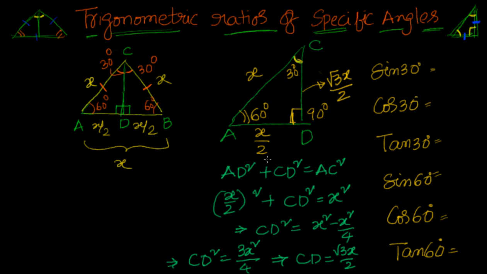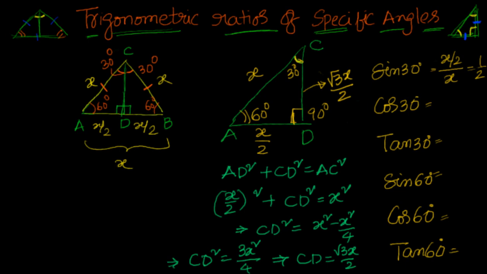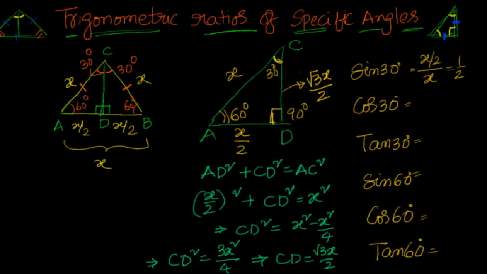Now let's see what is sine 30. 30 is here. From here I am looking. Sine 30 is opposite, which is x by 2, by hypotenuse, which is x. That is equal to 1 by 2. Should I move that side a little bit so that you can see it clearly? Yes, I can.